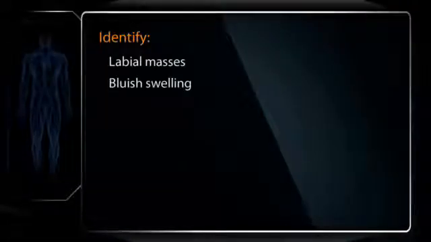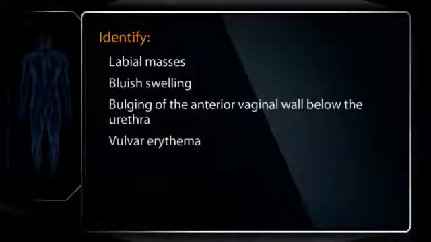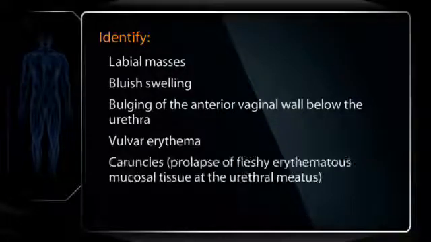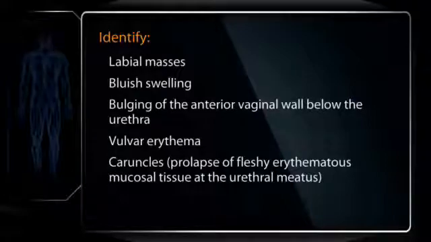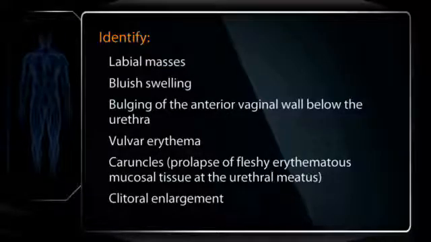Note that bluish swellings may be varicosities. Bulging of the anterior vaginal wall below the urethra may indicate a urethrocele or urethral diverticulum. Look for any vulvar erythema. Inspect the urethra for caruncles or prolapse of fleshy erythematous mucosal tissue at the urethral meatus. Note any enlargement of the clitoris.